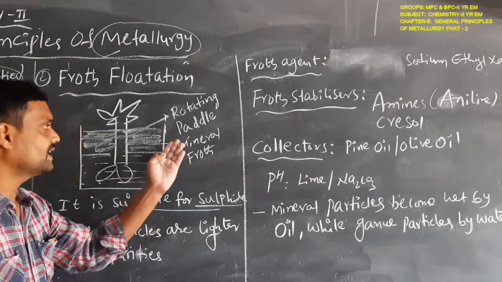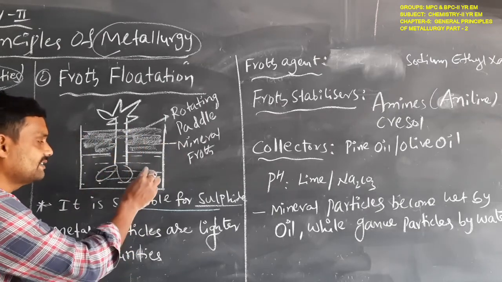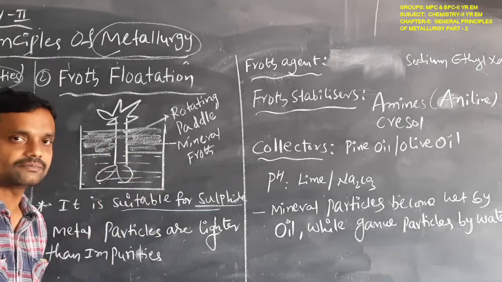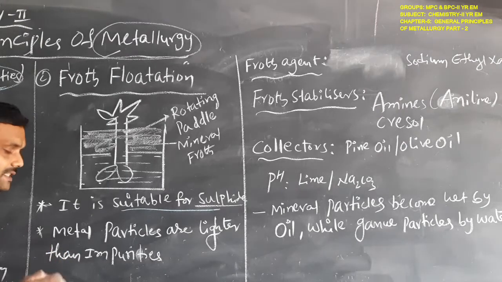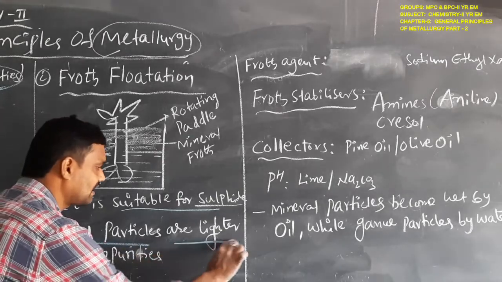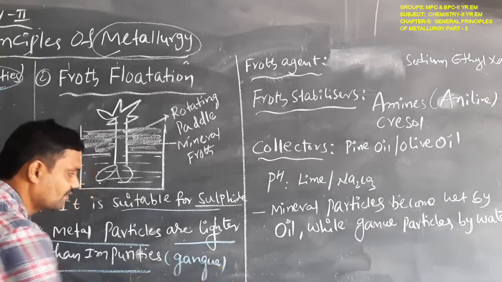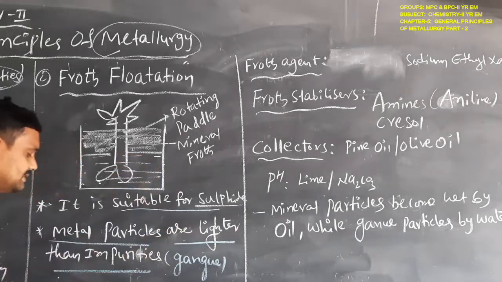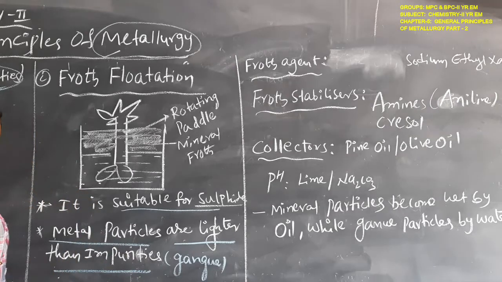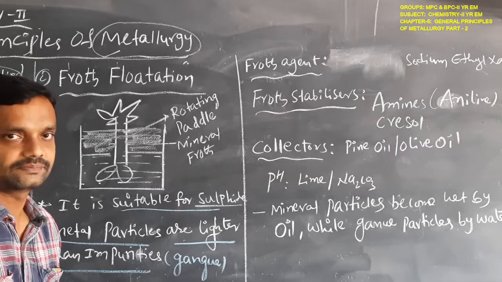After the rotating, the mineral which contains the froth is collected here. The impurities settle. Impurities, meaning gangue, settle here. So this is the process that occurs in froth flotation. Here the main principle of froth flotation is that metal particles are lighter than the impurities like gangue. What is the main principle in the froth flotation process? The metal particles are lighter than the impurities, the gangue.